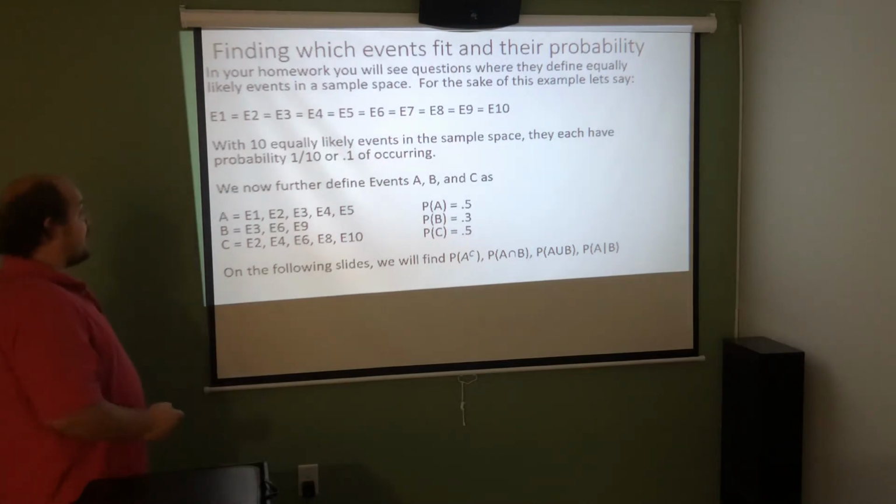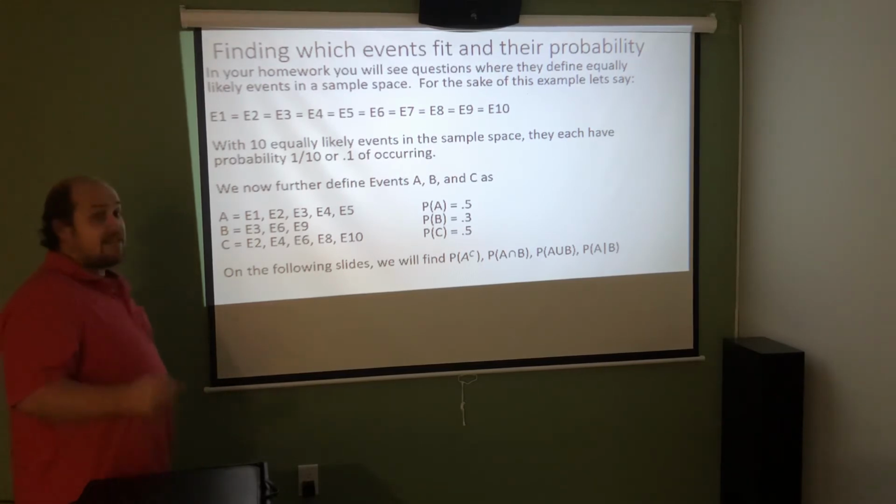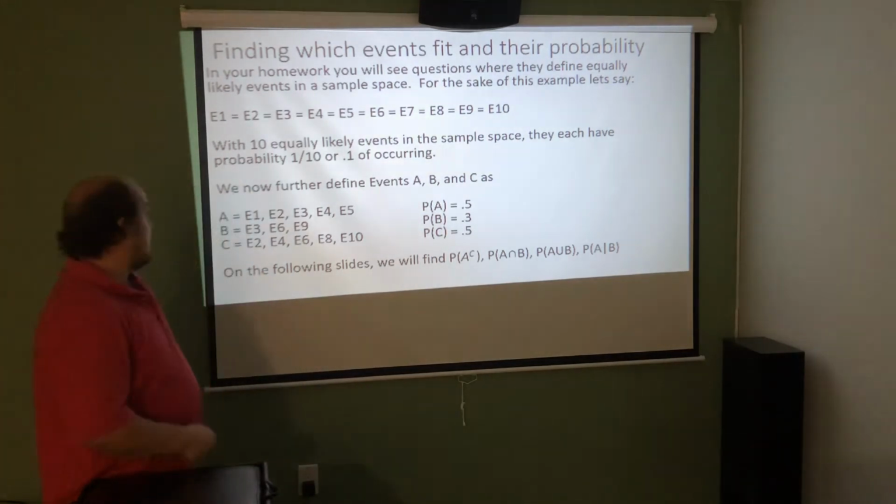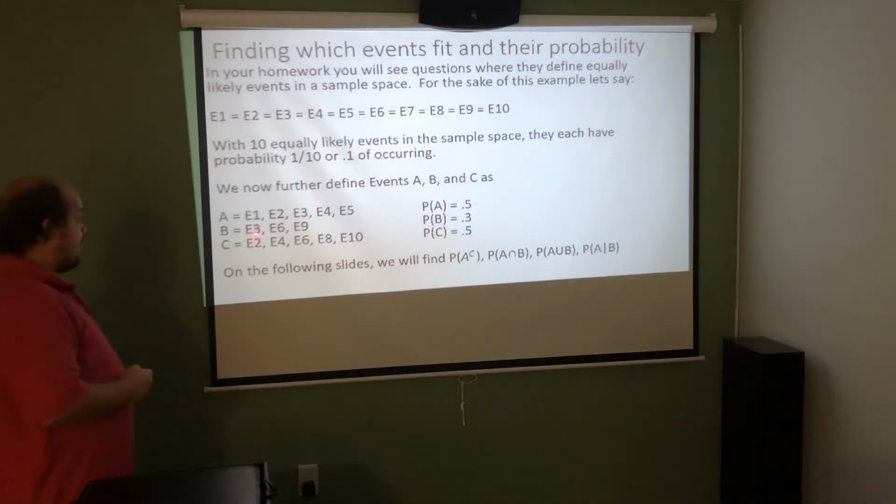Basically, in this situation, we're given 10 equally likely events. We number them event 1, event 2, event 3, event 4, event 5, event 6, event 7, event 8, event 9, event 10. If we wanted to write out the full sample space, we'd write a brace, E1, E2, E3 up to E10. We then define specific events.